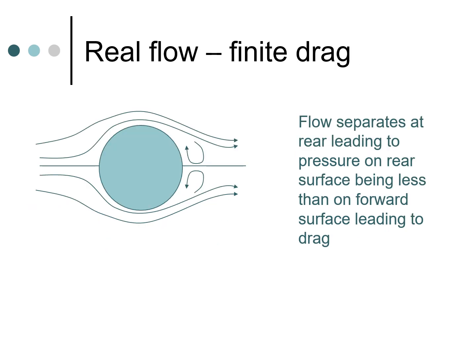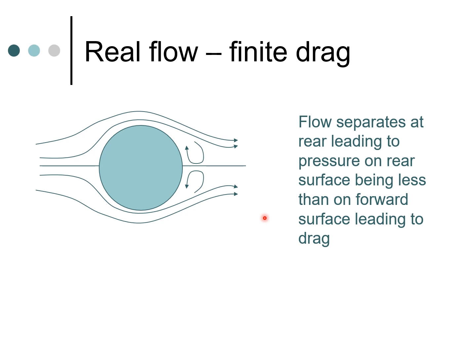So what happens in a real flow is that there is something known as separation. If you ever do an experiment in a wind tunnel, you will certainly see that the flow goes somewhat like this. The streamlines move on top of the cylinder and then they go in this manner here. And there is a small region here where the flow actually can have a reversal. So this is the phenomenon of flow separation, and flow separation at the rear of the cylinder leads to pressure on the rear surface being less than that on the forward surface, and this essentially leads to the drag being present.